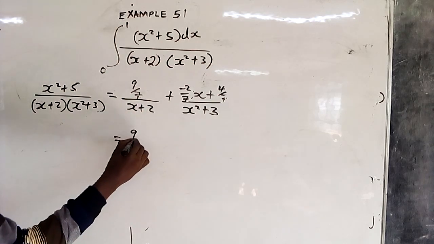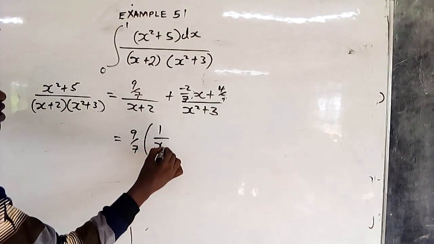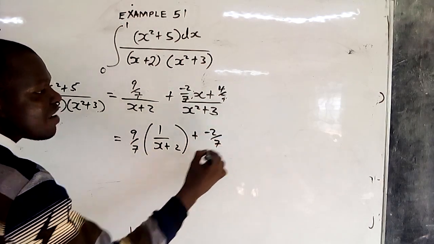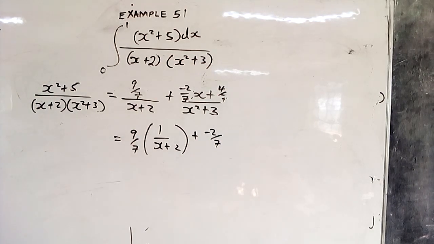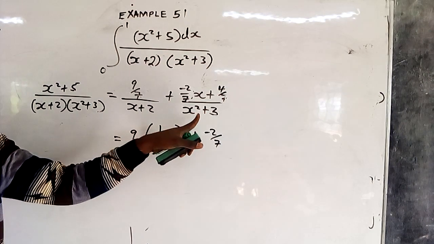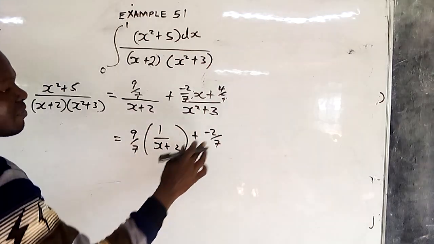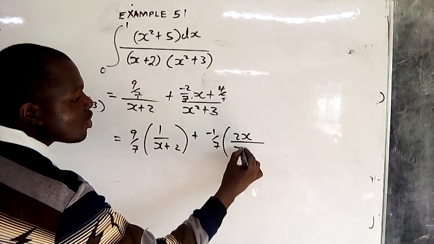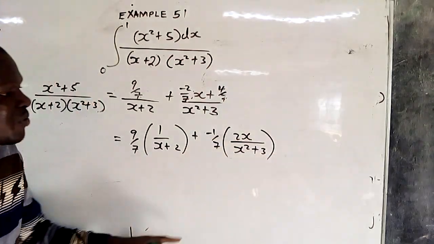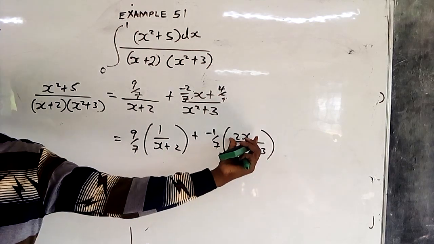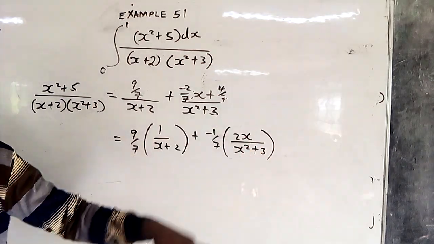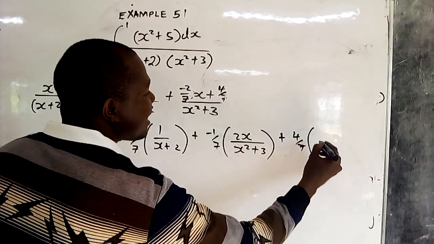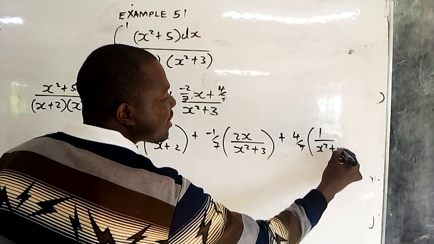So we have 9 over 7 into 1 over x plus 2, isn't it? Then it is plus -2 over 7. Remember, if you differentiate x squared, you get 2x, so you can leave that 2 inside. You have -1 over 7 into 2x over x squared plus 3, because if you differentiate x squared plus 3, you get 2x. What is in the numerator? So you take 2x inside. Then it is plus 4 over 7 into 1 over x squared plus 3.